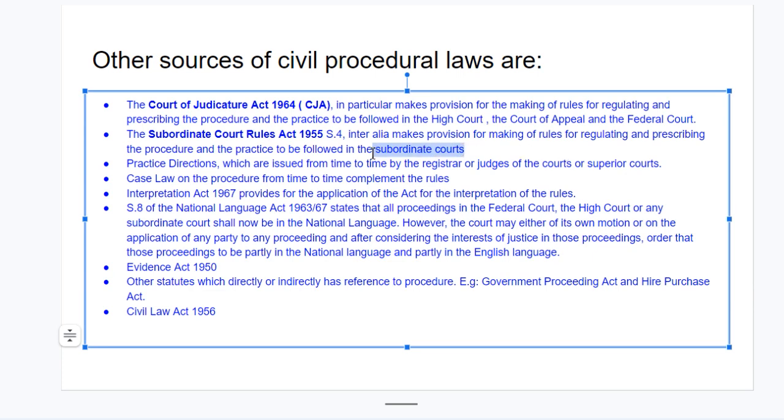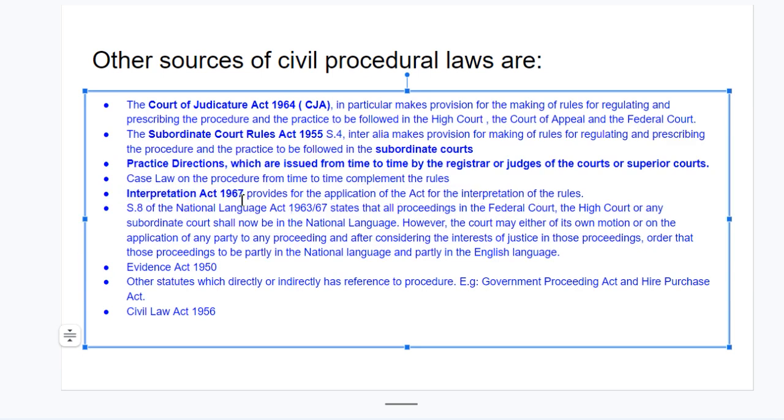This one is for the subordinate court level, the guidance. And then you have practice directions. This one is normally issued by the judge, registrar, or the superior court. This is also referred to as a precedent, the guidance. And also you have case law, the case precedents from time to time that will guide you with the judges' reasoning and judgments. And then you have the Interpretation Acts 1967.